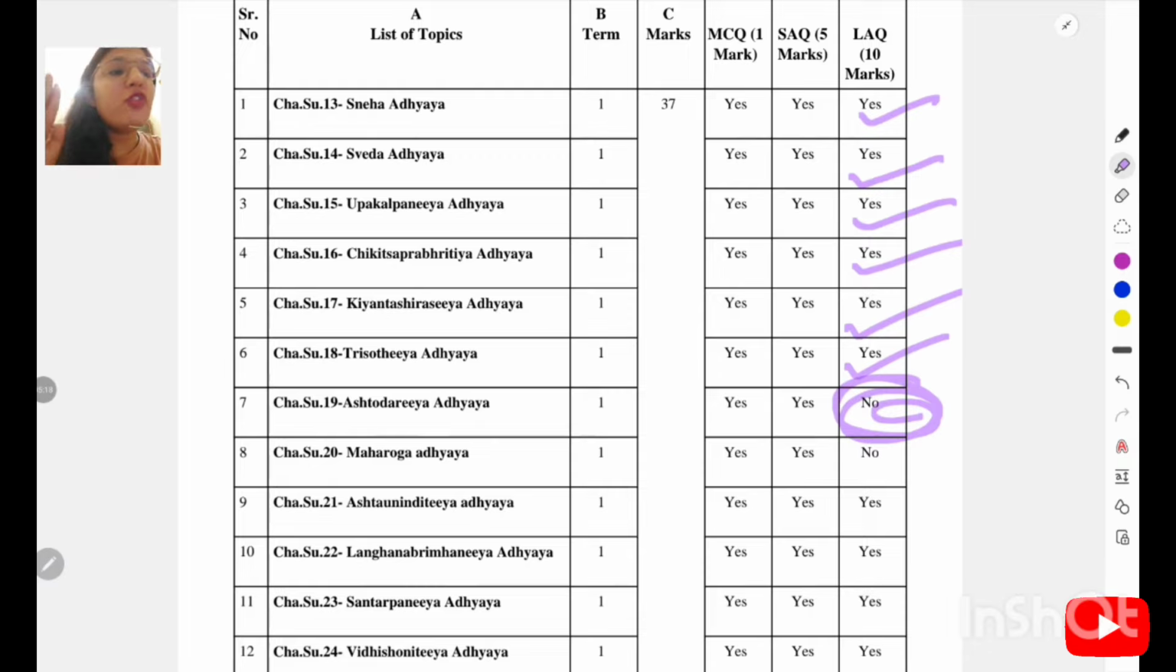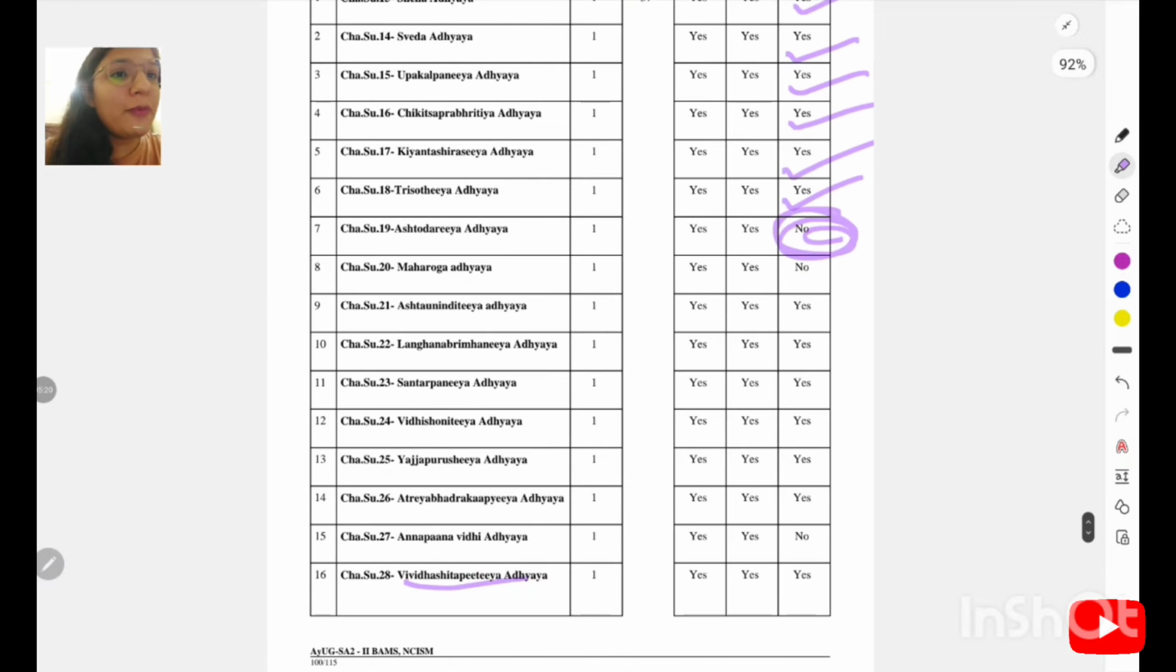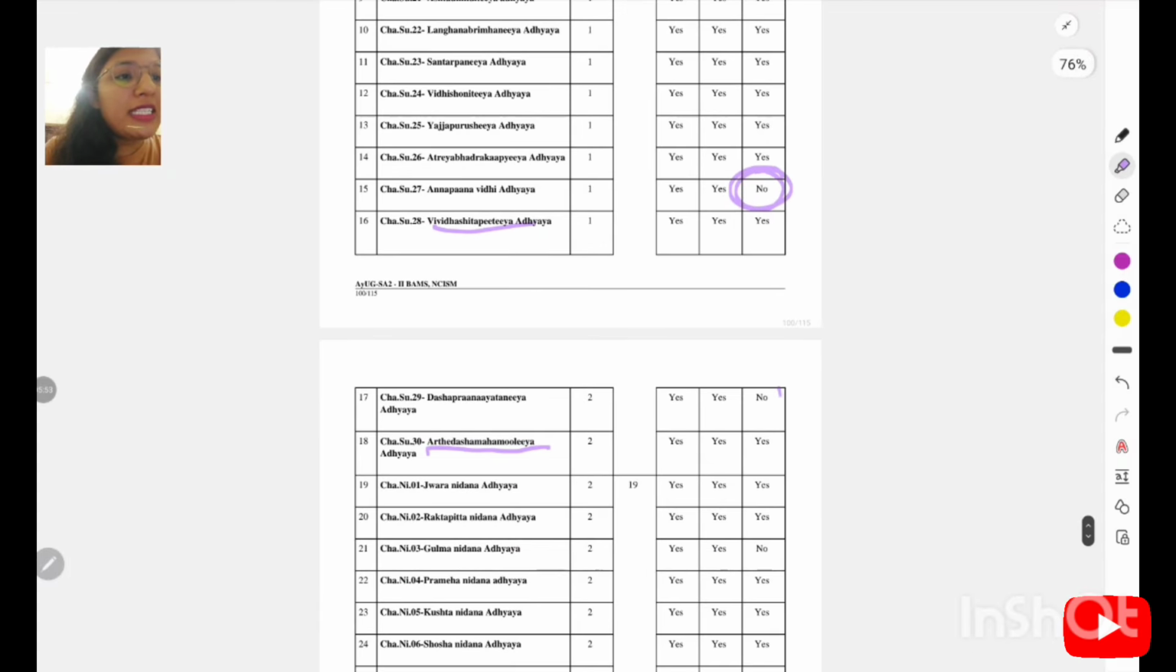Ashtodharam you have to study for 5 marks or MCQ portion only. Then Maharoga, again these are very big chapters, and Ashtodharam and Maharoga are actually the same content you already studied in Nidana paper 1. But here no 10 marks question is coming, only 5 marks and MCQ. Then in the chapter Annapana Vidhi also, so many portions are there which have maximum chances of coming for MCQ, so you don't have to give that much force to these 3 chapters, and along with that is the 29th chapter.